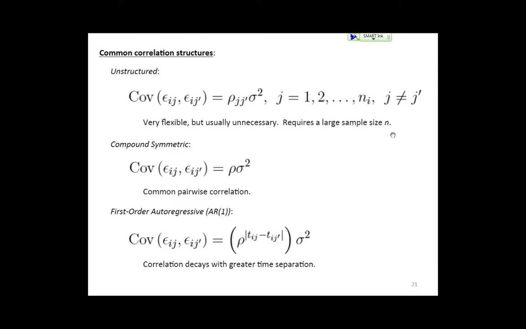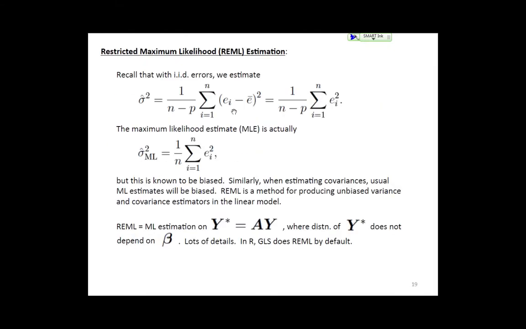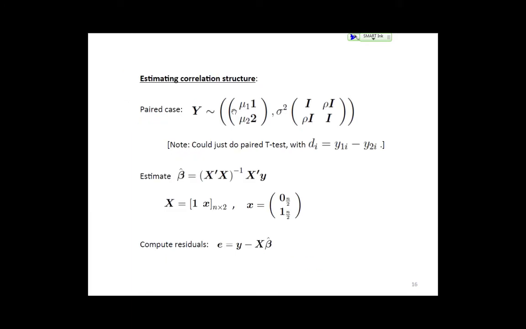The more parameters you have to estimate, the smaller your power is going to be to test something. So you would prefer if you could limit what the correlation looks like. And like in the paired example, we were able to do that. If I'm doing a paired design, I know what the correlation structure is.